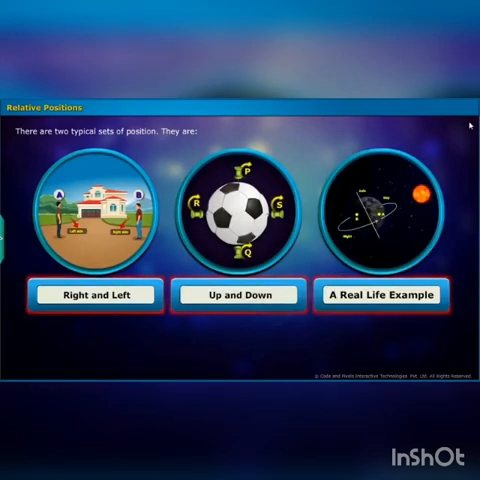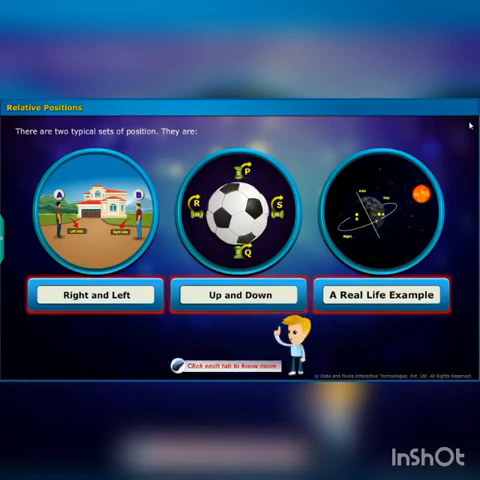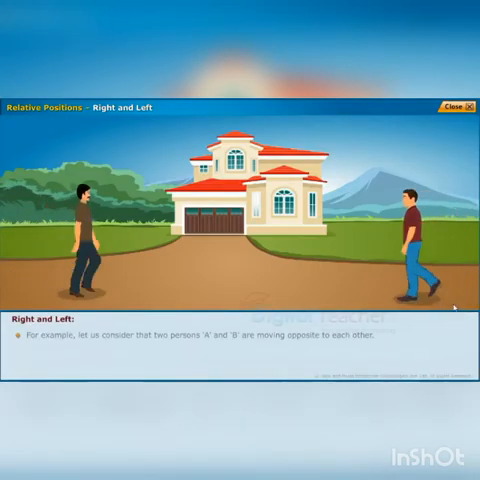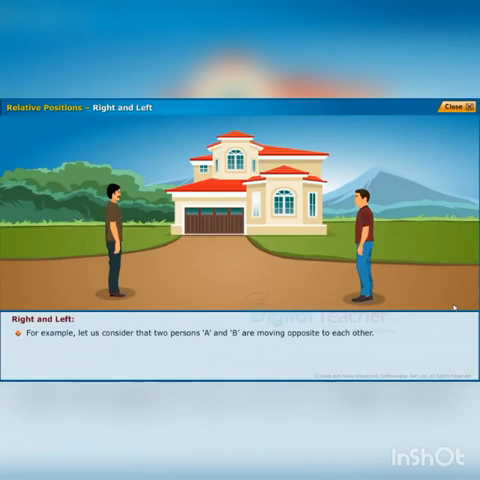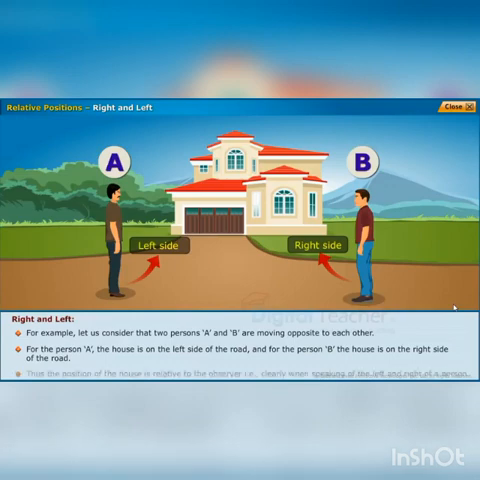A real-life example. Click each tab to know more. Right and left. For example, let us consider that two persons A and B are moving opposite to each other. For person A, the house is on the left side of the road, and for person B, the house is on the right side of the road. Thus, the position of the house is relative to the observer, that is clear when speaking of the left and right of a person.